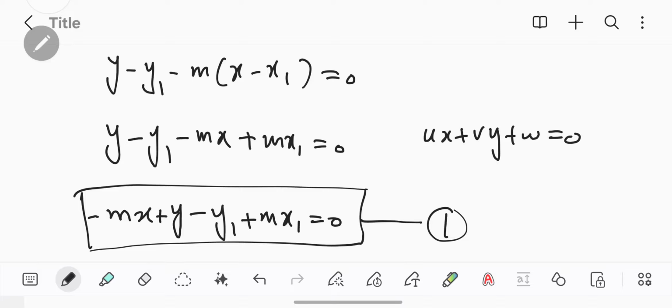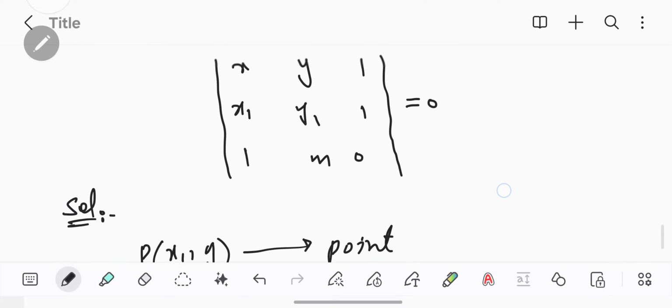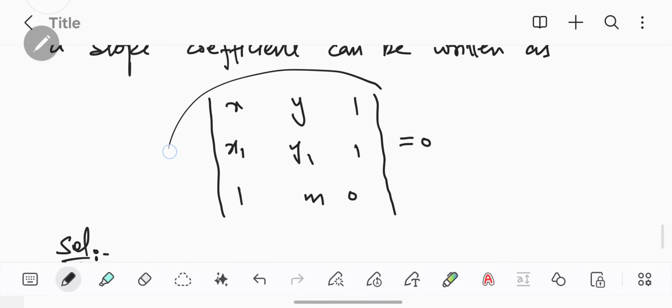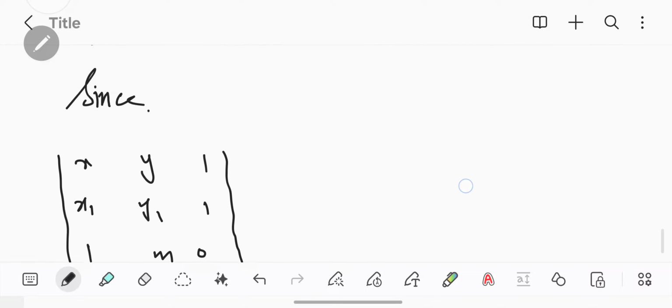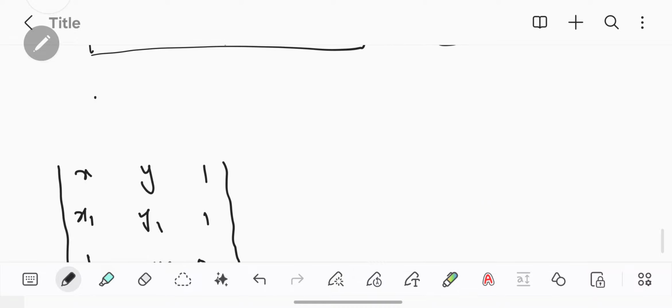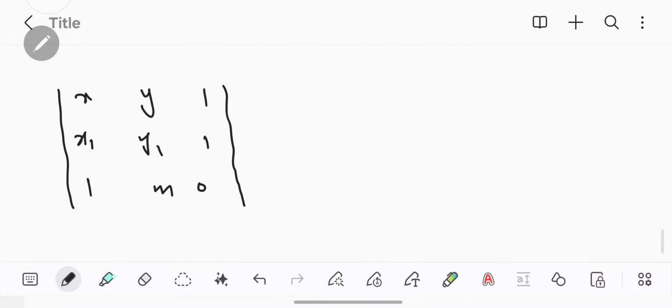So this is the equation of the line which we have constructed from the given data. Now what we have to prove? We have to prove that this determinant is equal to 0. How can we prove that this determinant is equal to 0? So we will take this determinant and prove that this is equal to 0.